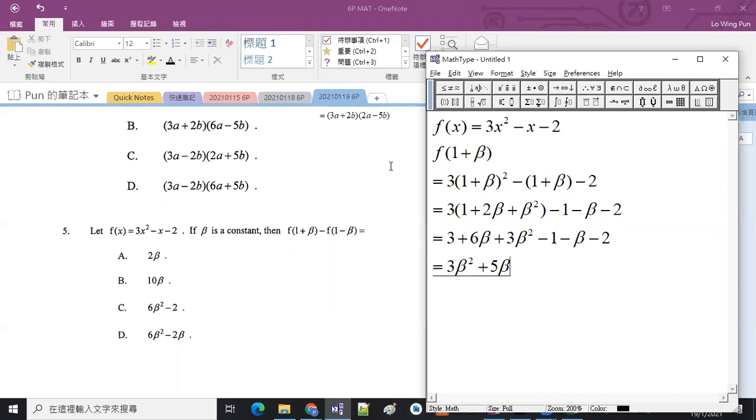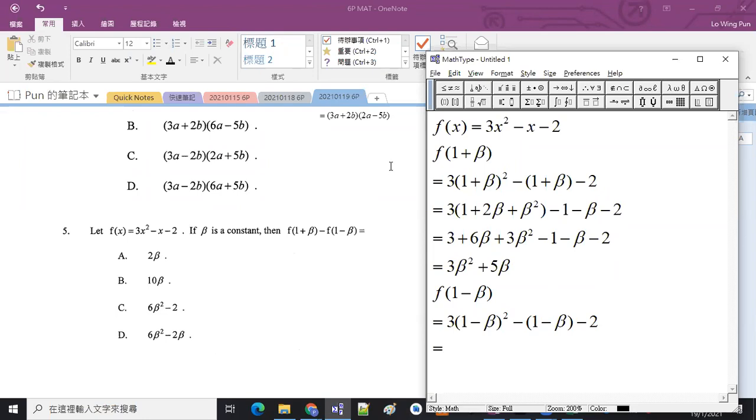So f of 1 plus beta is 3 beta squared plus 5 beta. And then we also need to find f of 1 minus beta. Just put the 1 minus beta into our original formula of f(x). So 3 times (1 minus beta) squared minus (1 minus beta) minus 2.